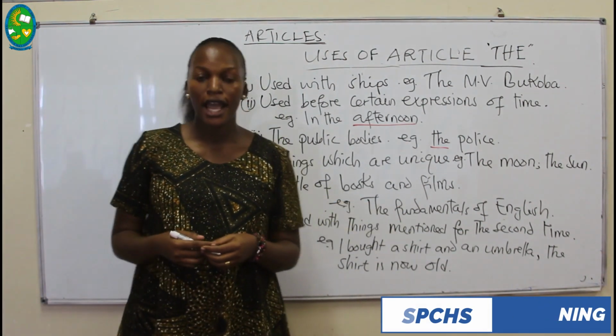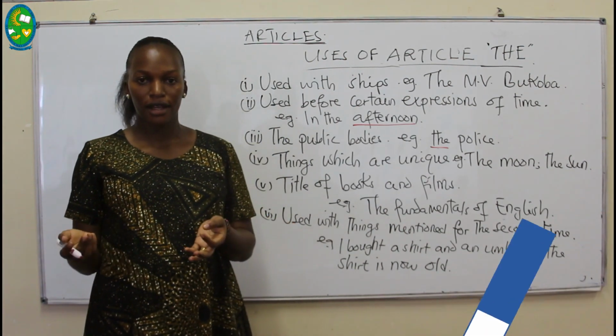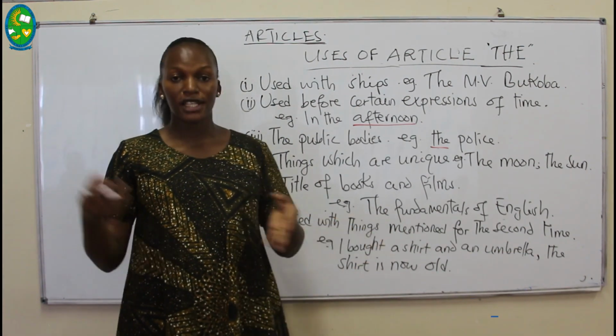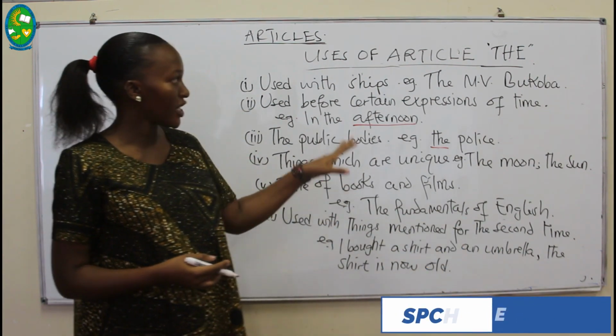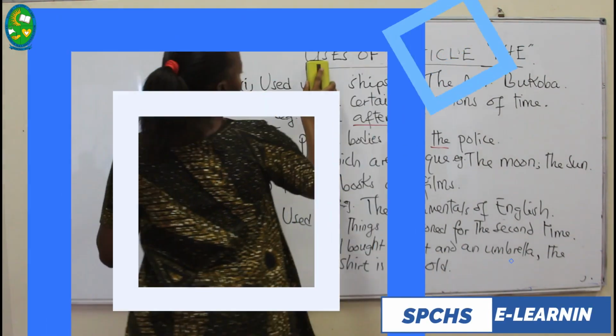Then another use is with things mentioned for the second time. For instance, when I say, I bought a shirt and then an umbrella, then when I want to talk about the shirt for the second time, I say the shirt is now old. So those are the uses of the article the, as I've explained.